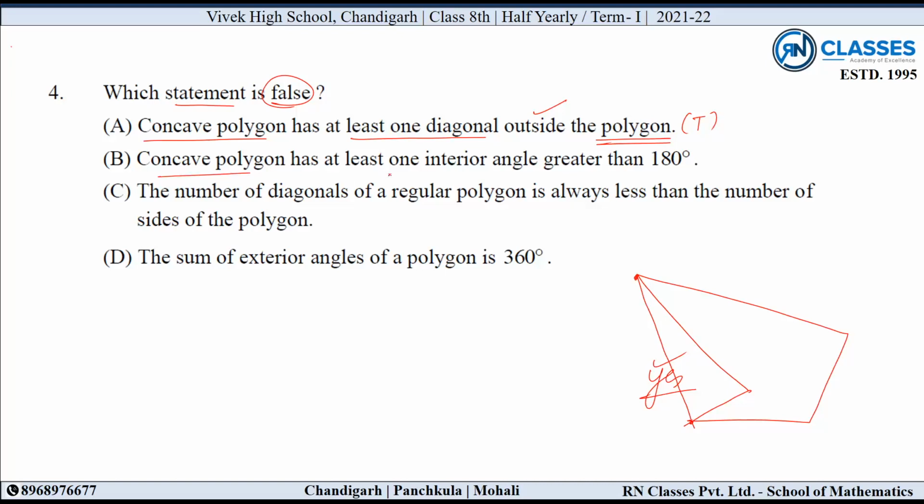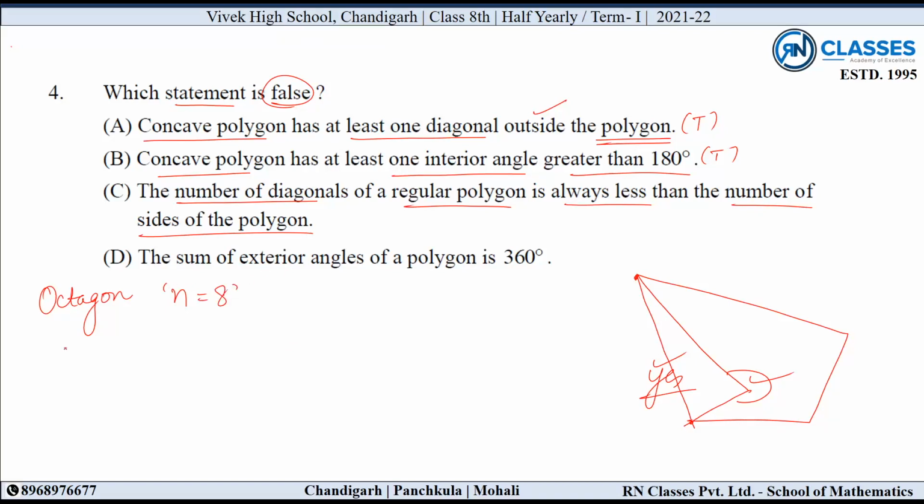Concave polygon has at least one interior angle greater than 180 degrees. At least one. Yes, this is more than 180 degrees. This statement is also true. Number of diagonals of a regular polygon is always less than the number of sides of a polygon. Let's take an octagon as an example. Octagon, n sides is equal to 8. Sides are 8.